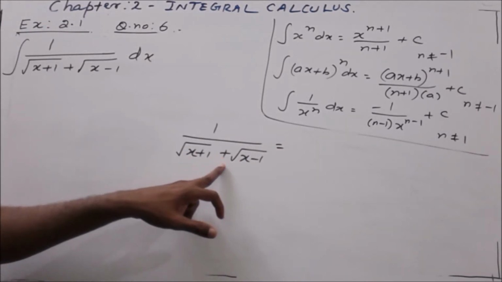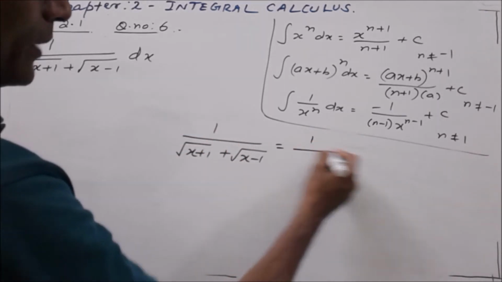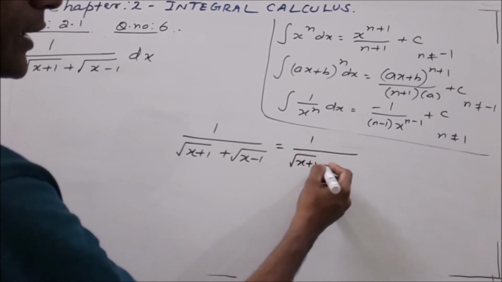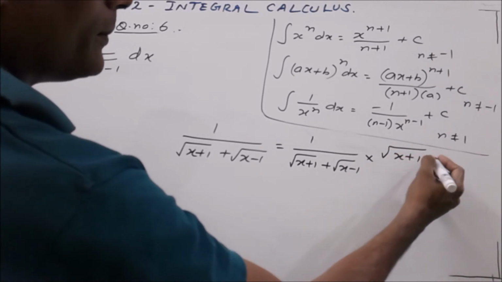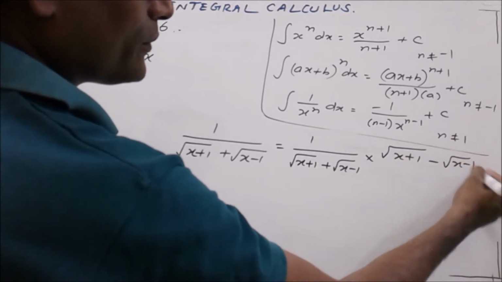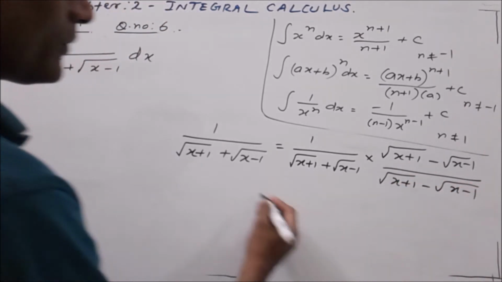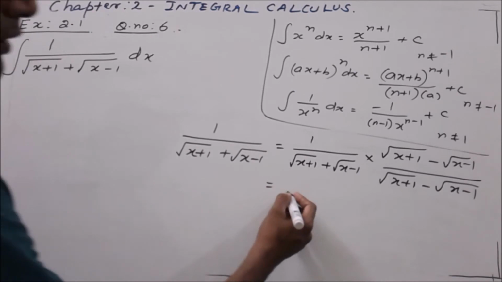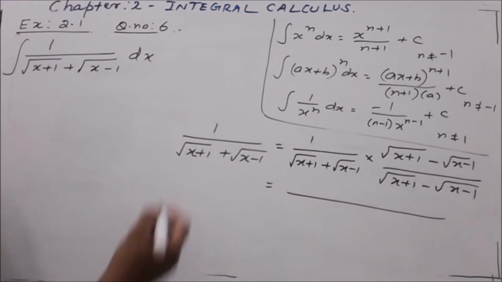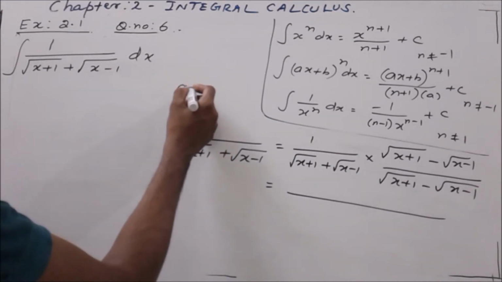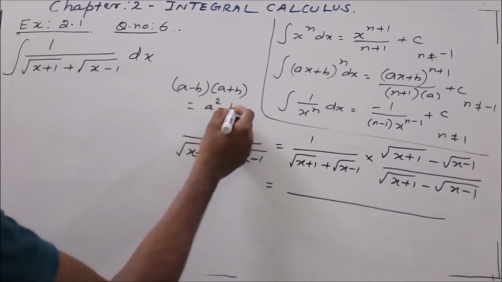Now multiply the numerator and denominator by the conjugate of the denominator. 1 by root of x plus 1 plus root of x minus 1, into root of x plus 1 minus root of x minus 1, divided by root of x plus 1 minus root of x minus 1. That is equal to, the denominator is in the form of a plus b into a minus b. So a plus b into a minus b equals a square minus b square.